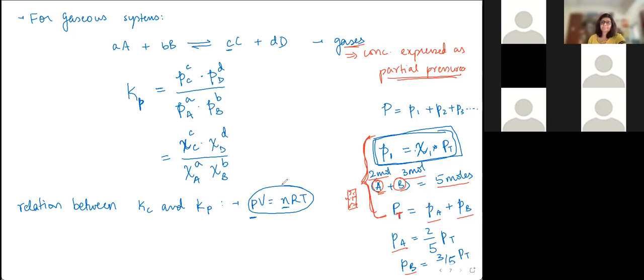Yes, ma'am. Would you re-explain the part about PT equal to PA plus PB? This is the concept of partial pressure, no? What specifically do you have a doubt in or want to understand? What is PA and PB? This is not related to the reaction at all. If that is the confusion, forget about it. This was just an example I took for explaining what partial pressure is and all that.